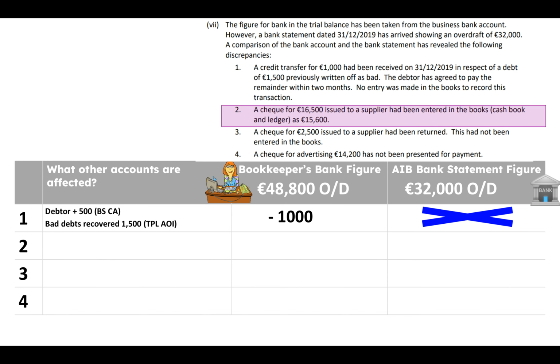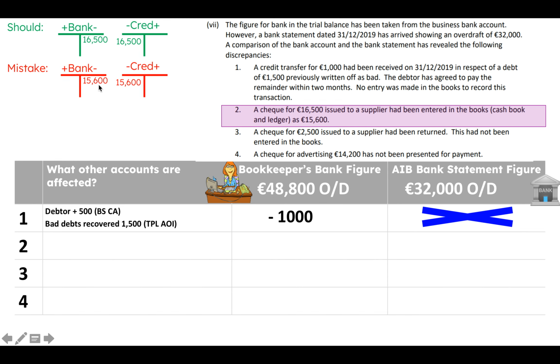Okay, the next one. A cheque for 16,500 issued to a supplier had been entered in the books, the cash book and ledger, as €15,600. Okay, so that is a mistake that the bookkeeper has made. So the bank needs to do nothing, AIB needs to do nothing, okay? But let's look at what the bookkeeper should have done. A cheque for 16,500 issued to a supplier. So 16,500 should have come out of the bank, and the creditor should have been reduced by 16,500. So that's that. What happened by mistake was that 15,600 was recorded coming out of the bank instead, and 15,600 was taken out of the creditor's account.